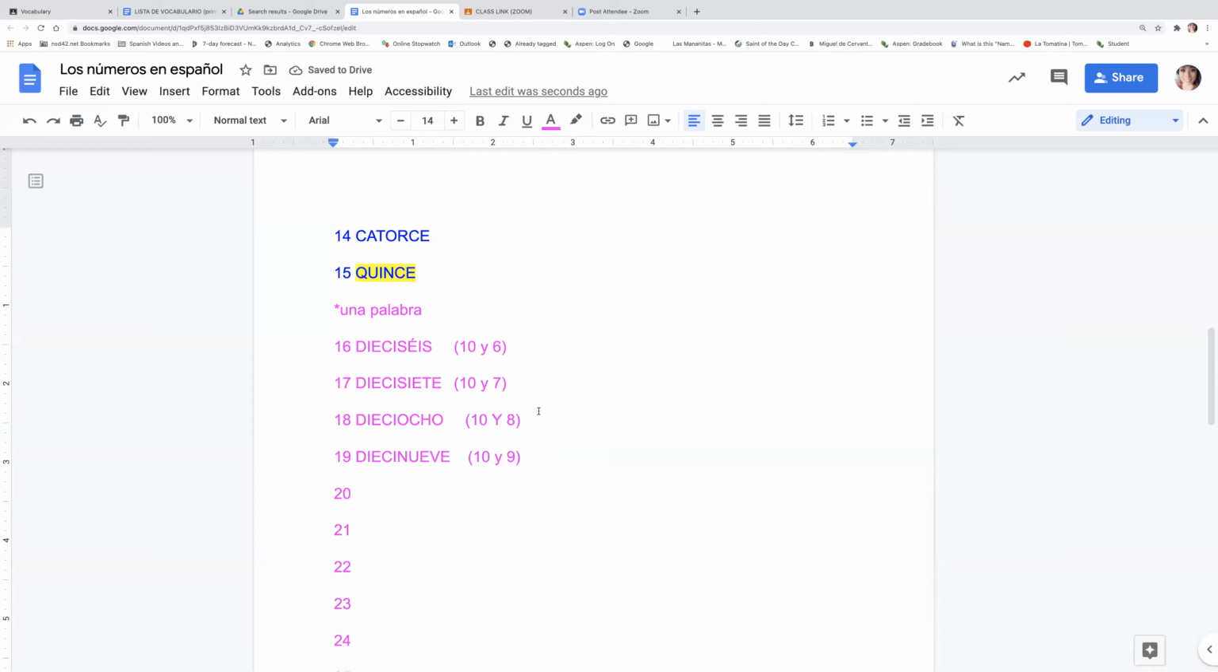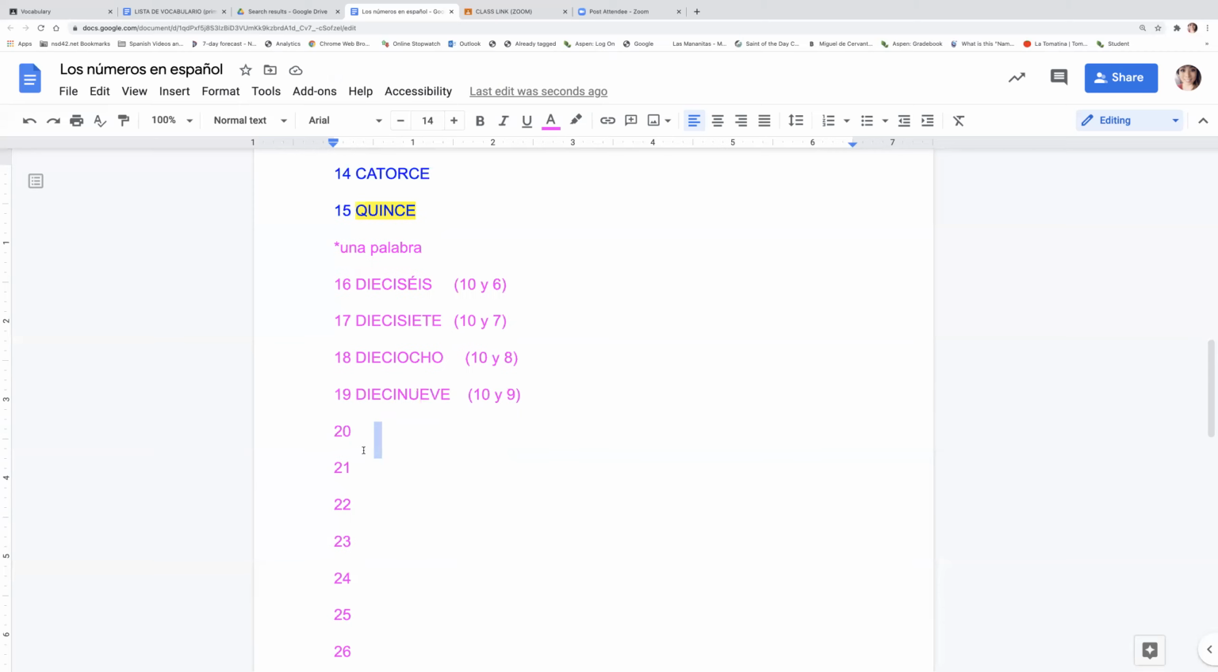Okay, so if you start seeing the pattern, you're right. And the pattern continues through basically the rest of your numbers up through to 100. But you need to know how to say 20 in order to do all the other 20s. So 20 is called veinte. Okay, and then you just add on from there and you call 21 veintiuno. See that pattern? It's 20 and 1.